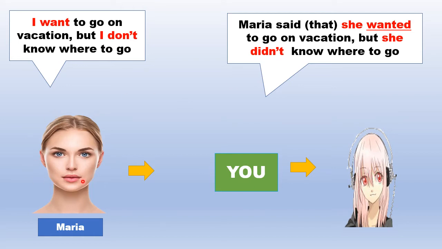Because maybe Maria told you the day before, and then you met the other girl the next day, for example. That's why we use past tense. Okay, so we report what Maria said to you, and you report to the others.